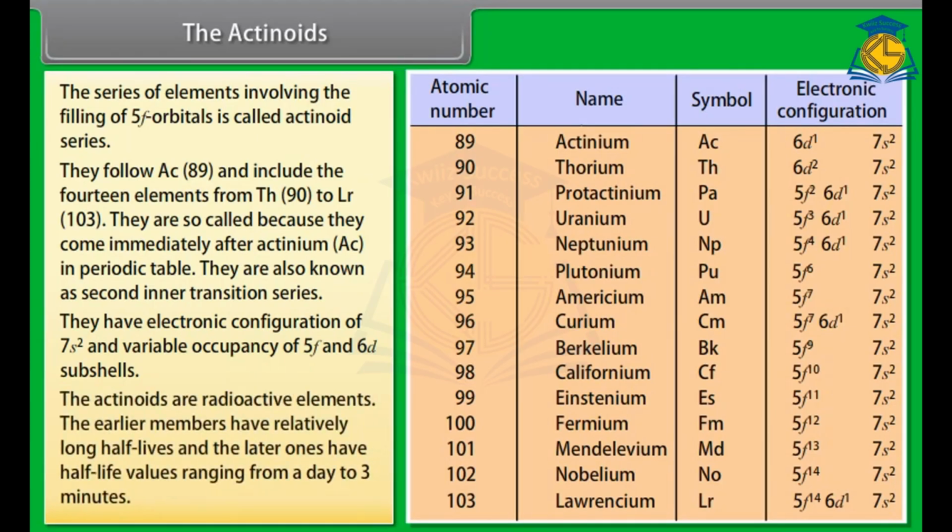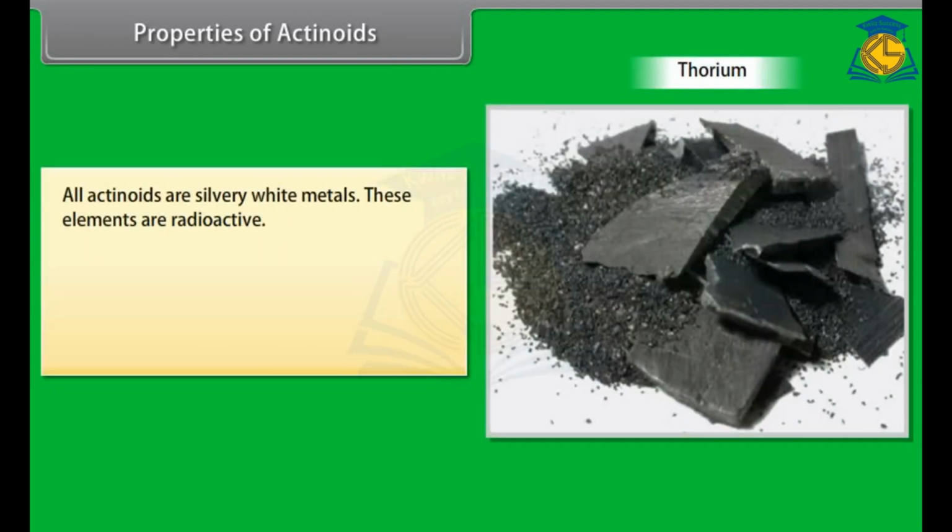The actinoids are radioactive elements. The earlier members have relatively long half-lives, and the latter ones have half-life values ranging from 1 day to 3 minutes. Properties of actinoids. All actinoids are silvery white metals. These elements are radioactive. After uranium, all the elements are man-made.